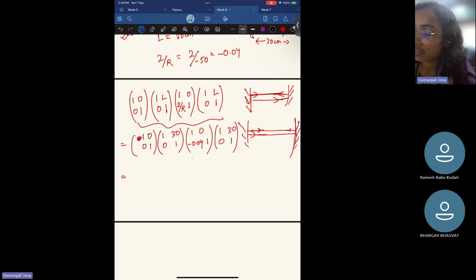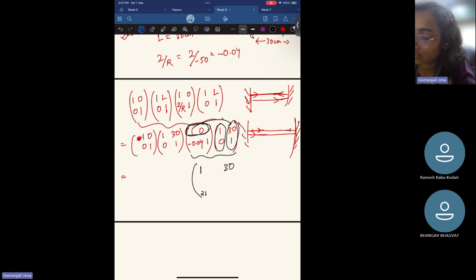So let us take, we are multiplying these two matrices. We have to first multiply the first row with the first column. So this will give 1 into 1 plus 0 into 0, so this will give 1. Then we have to multiply the first row with the second column. That means this will give 1 into 30, 0 into 1, so it will give 30 only.